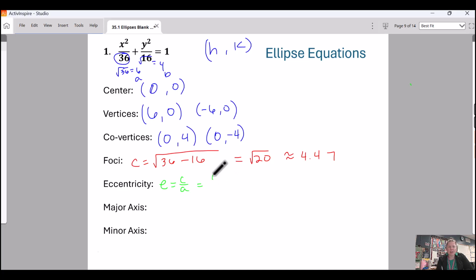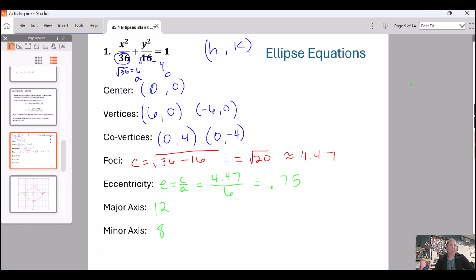So my C value is 4.47 over my A value, the bigger number, which is 6. So this is 4.47 divided by 6, which is approximately 0.75. The major axis is twice the length of my semi-major axis, so this would be 12. And my minor axis is twice the length of my semi-minor, so that one is going to be 8. I will have another video with another example, but that is where I'll stop here.